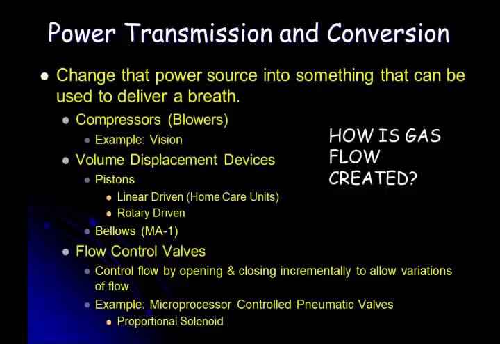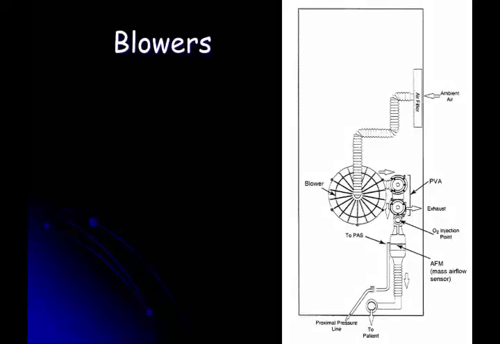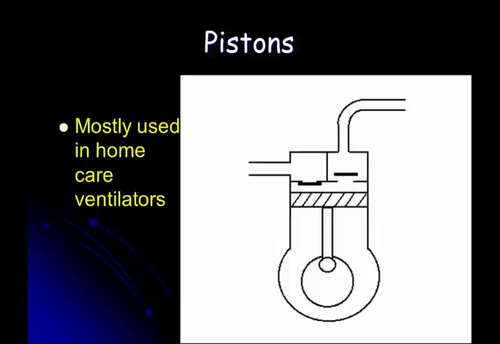So this is all about how we get gas flow creation. So here's my blower. We've seen this with the V60 and the Vision. Pistons, pretty obvious. I have two one-way valves. As I pull gas, as this comes down, gas is pulled in. As the piston moves up, gas is pushed out. So it's just a matter of pulling gas in, filling the piston, pushing gas out.